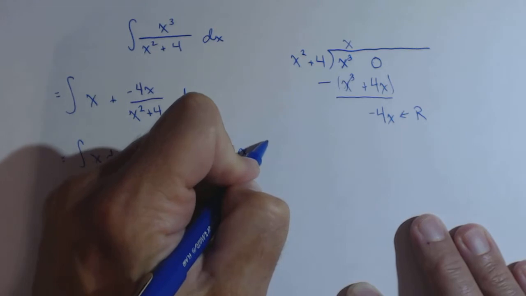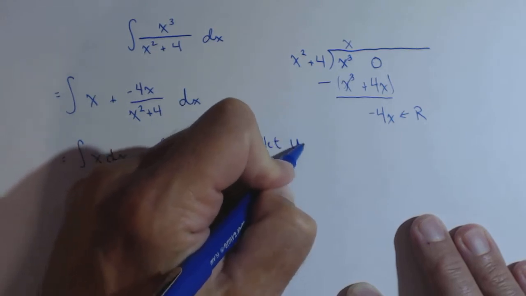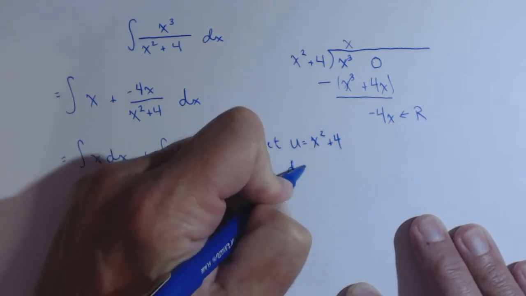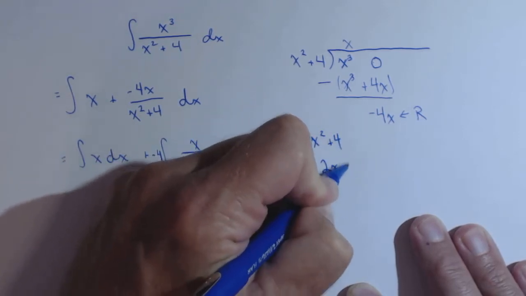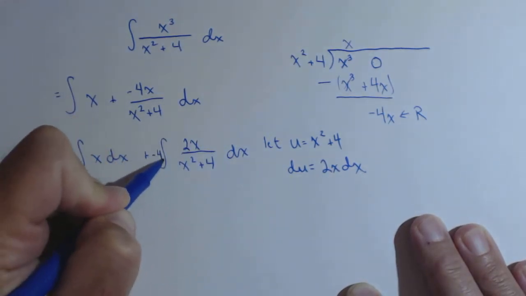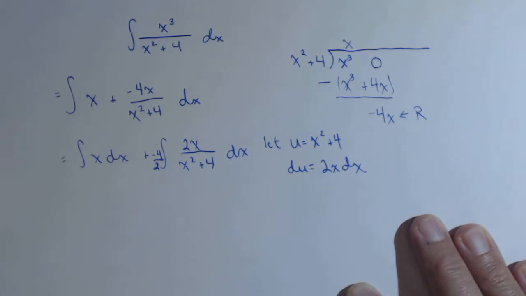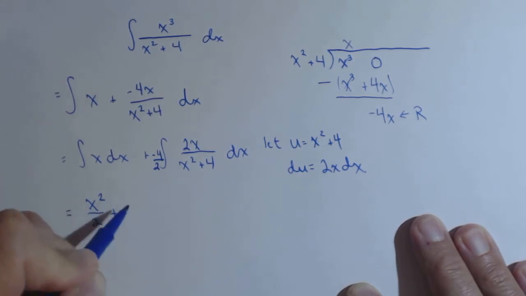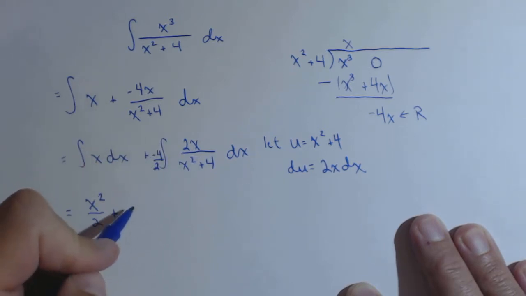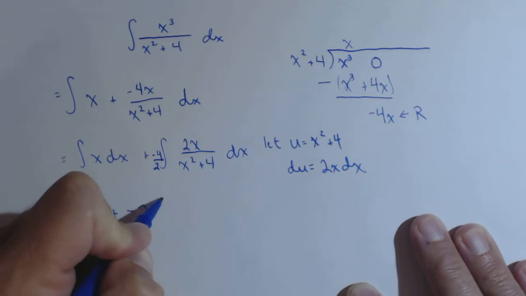So for this one, we're going to let u equal x squared plus 4. So du is 2x dx. So I may have pulled out a little bit too much because I'm going to put a 2 back in there. Compensate that by dividing by 2 outside. This one is pretty nice and slick. It's just x squared over 2 plus c, which we'll save because we're going to get one from here. So negative 4 over 2 is negative 2.